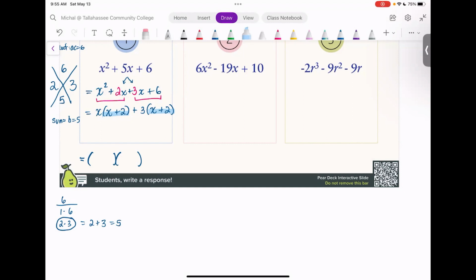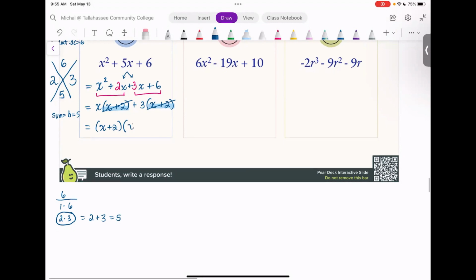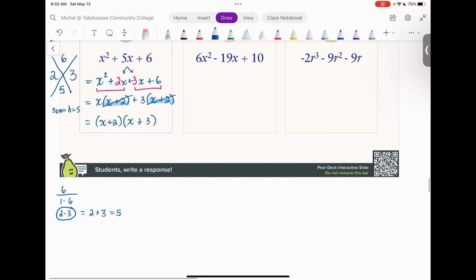The reason we do it in this way is that if you look, I now have a new common factor of x plus 2. I can rewrite that now, dividing out that common factor. If I divide out my x plus 2 that's in each expression, what I'm left with in my first term, x times x plus 2 divided by x plus 2 is just x. 3 times x plus 2 divided by x plus 2 is just 3 because any number divided by itself is 1.